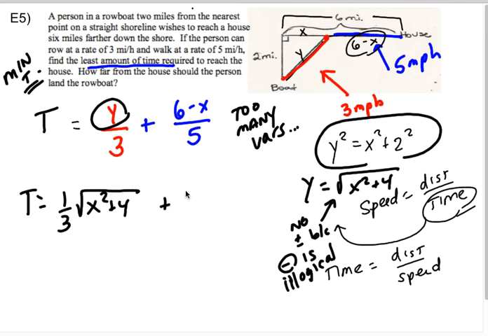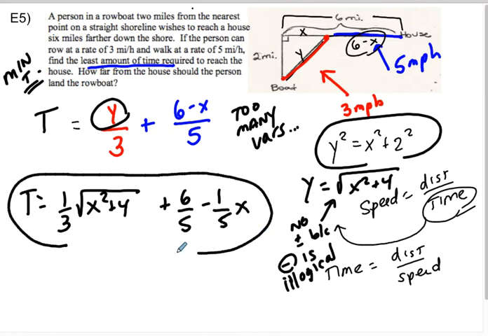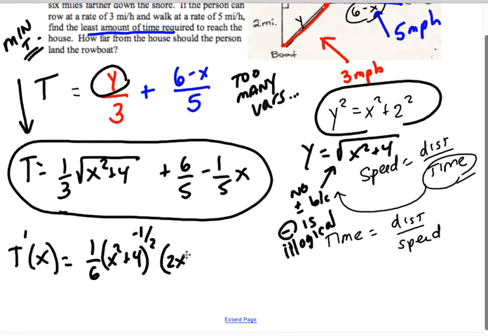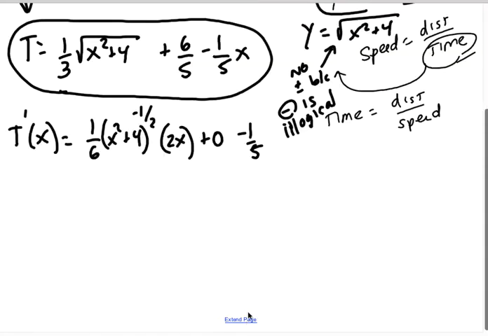And I'm going to go ahead and make this a plus 6/5 minus 1/5 x. Okay, so that's my time. This is the thing I need to minimize. So to do that, I'm going to differentiate. I get that t prime of x is going to be, this is going to drop a 1/2 in front, so it'll be 1/6 times this whole thing to the negative 1/2. Again, I would suggest that you get comfortable differentiating square roots, times the derivative of the inside because of the chain rule. The 6/5 differentiates away to 0, and the negative 1/5 x just becomes a negative 1/5.